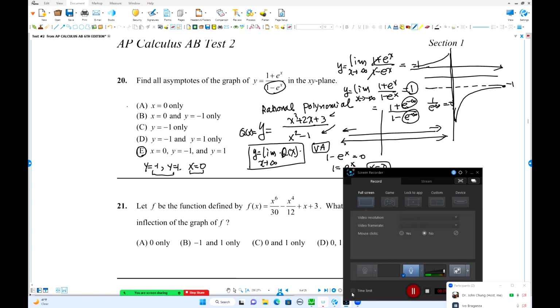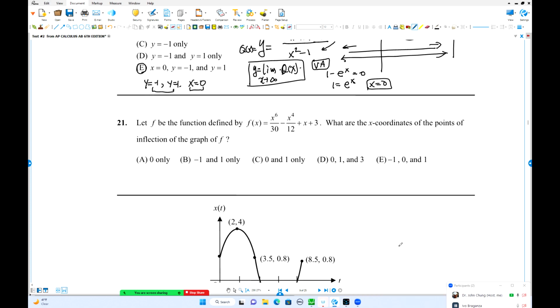Okay, let's figure out this one more time. Number 21: let f be the function defined by f of x given by the equation shown. What are the x coordinates of the points of inflection? Without using a calculator, we have to check where f prime of x is 0. But at this point of x, the function changes its concavity, so we have to check it out.